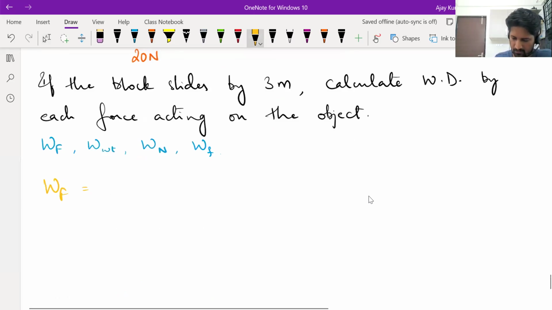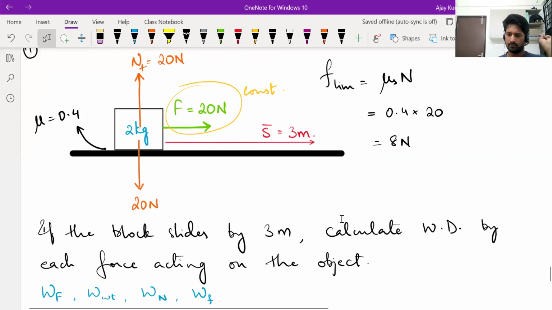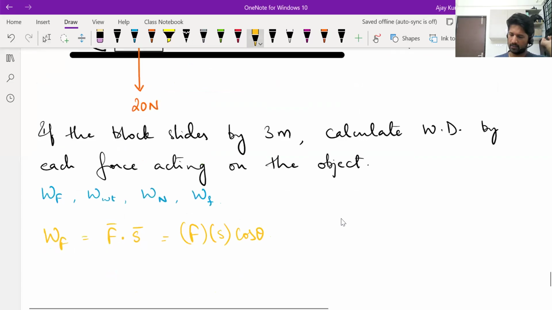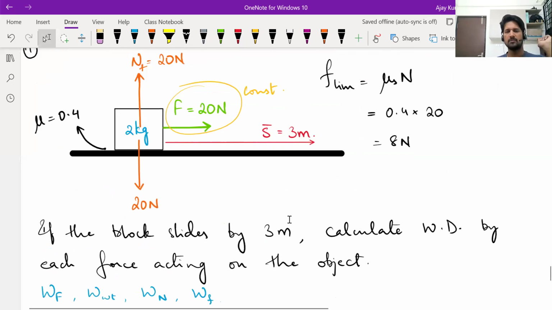Okay. Since the force is constant over the entire displacement, you can use this formula. So it becomes magnitude of force, magnitude of displacement, cos theta. How much is the magnitude of the force whose work you need to calculate? Sir, 20 Newton. The point where that force is acting, how much displacement is it undergoing?